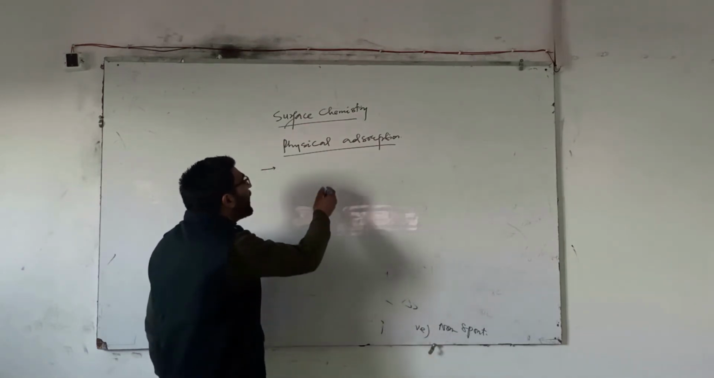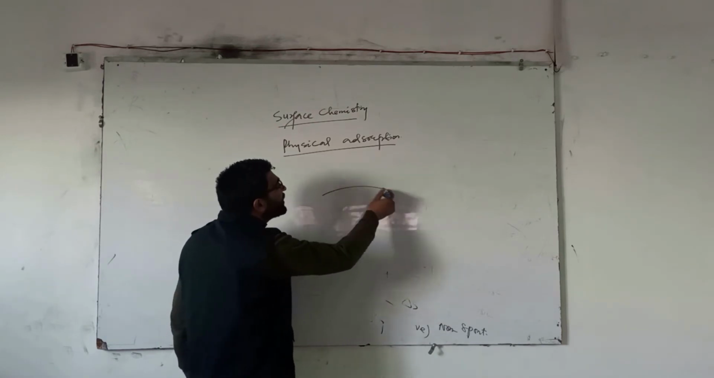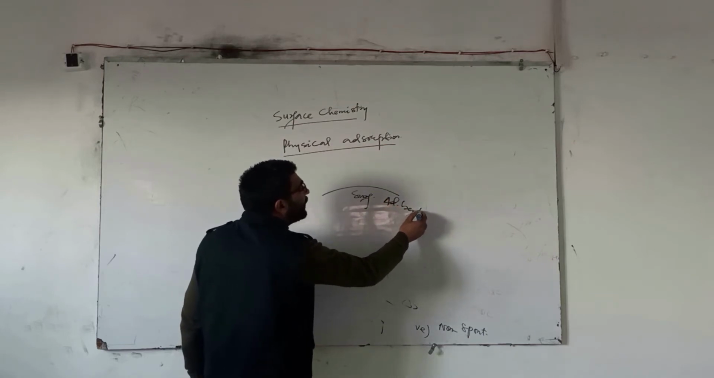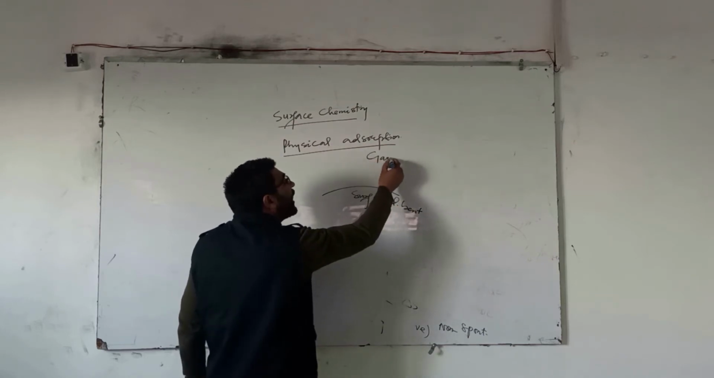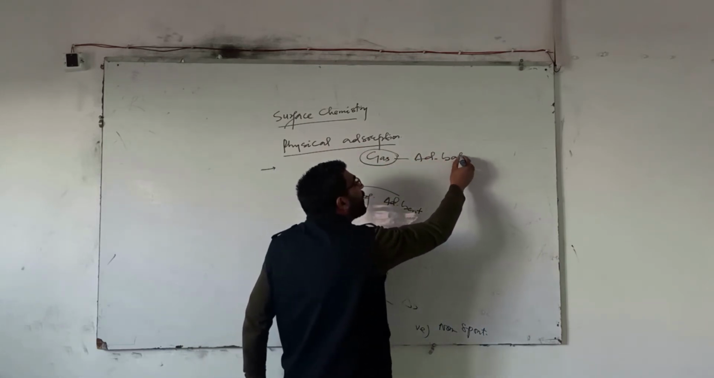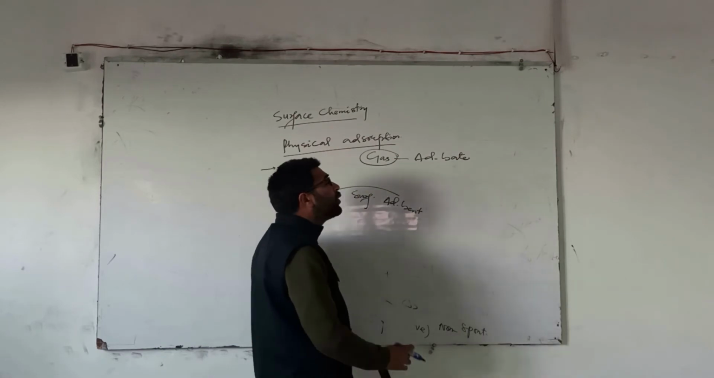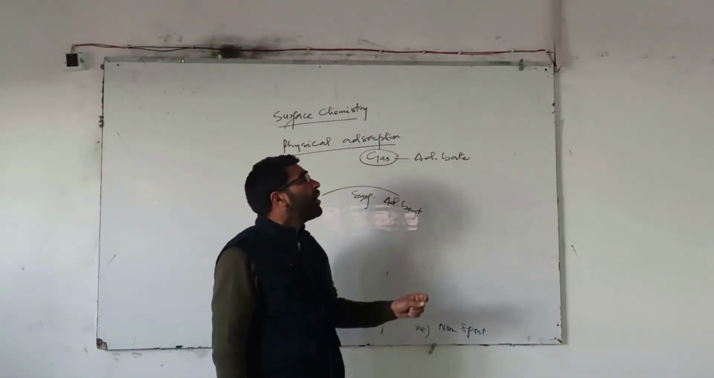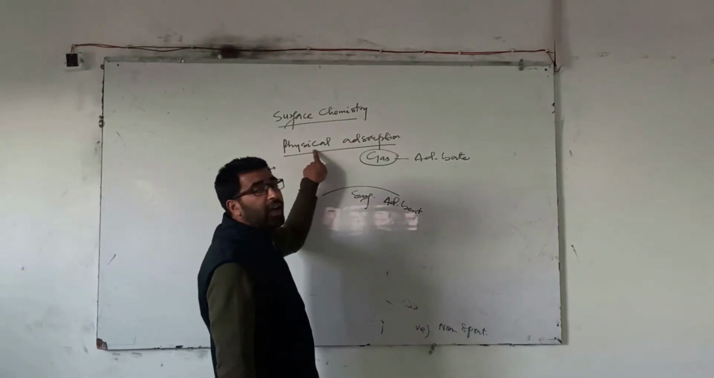As you know, the solid surface is called the adsorbent. The gas which gets adsorbed is called the adsorbate. First of all, these points must be clear to the student: what is the adsorbate and what is the adsorbent. So let me come to physical adsorption.